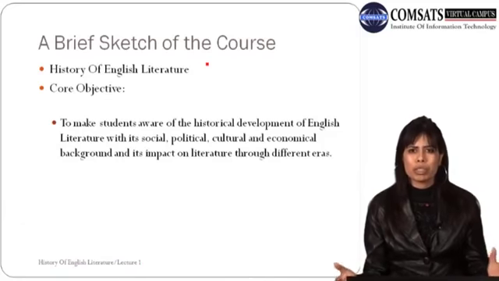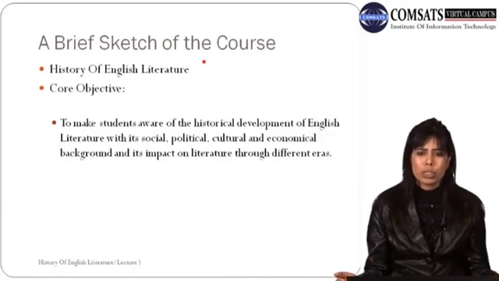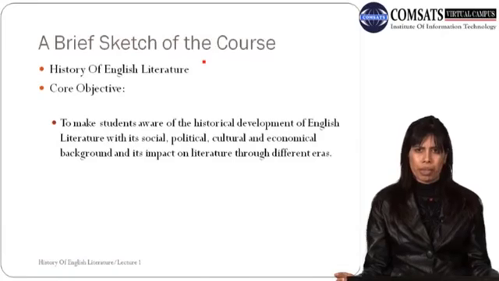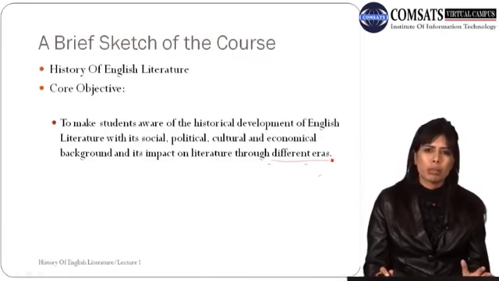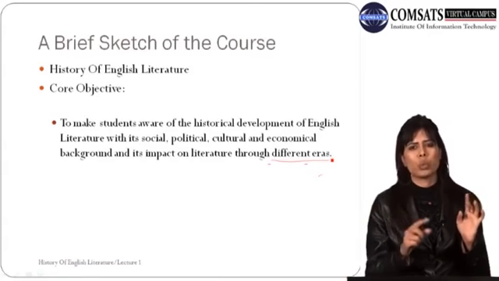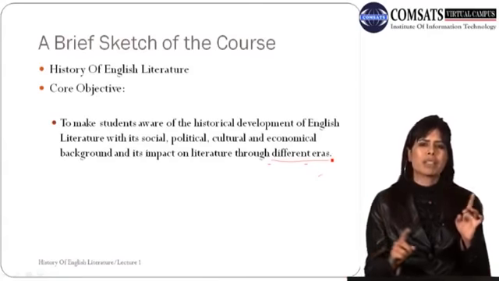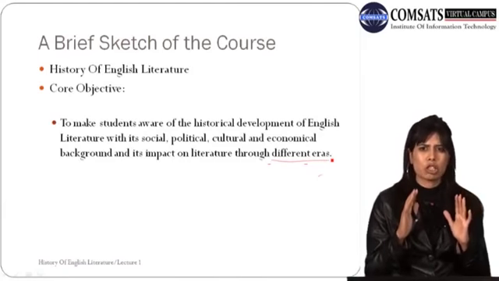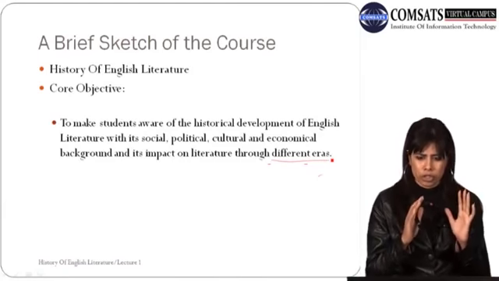The core objective of this course is to make students aware of the historical development of English literature, with its social, political, cultural and economical background, and its impact on literature through different eras. So my dear students, basically we'll be talking about history of English literature in relation to different eras. Then we'll do a comparative study side by side of different periods or eras in the history of English literature.